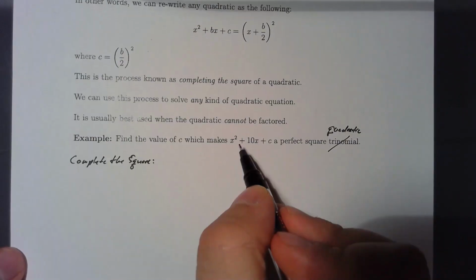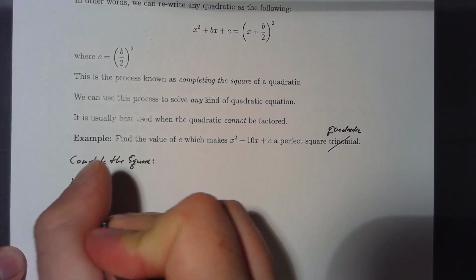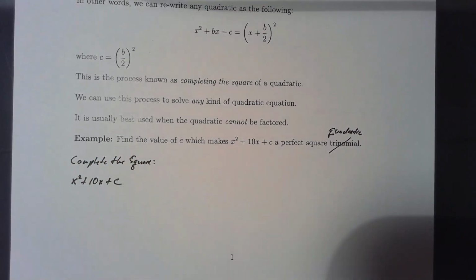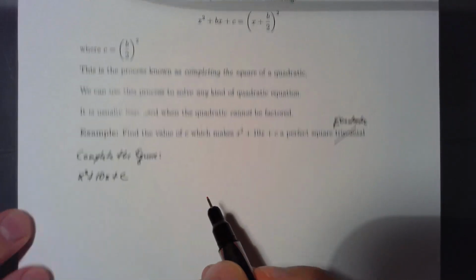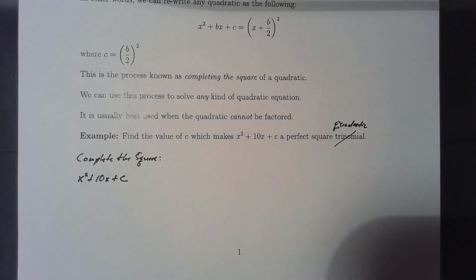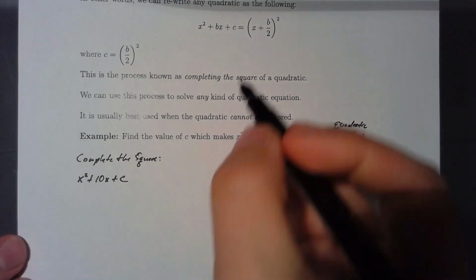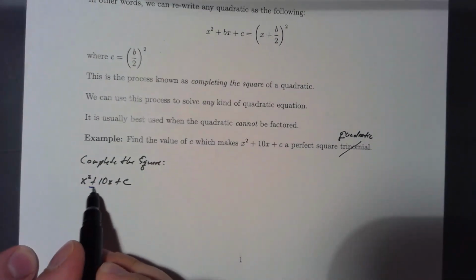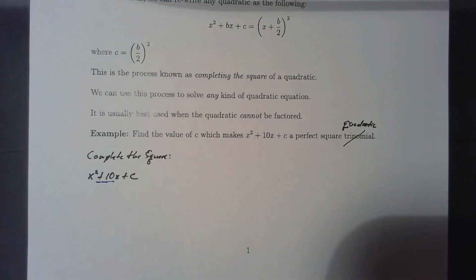So here's my quadratic. So this is the process of completing the square. The idea here is to identify the value b, just like I did up here. So the value b is 10. You include the sign as well.